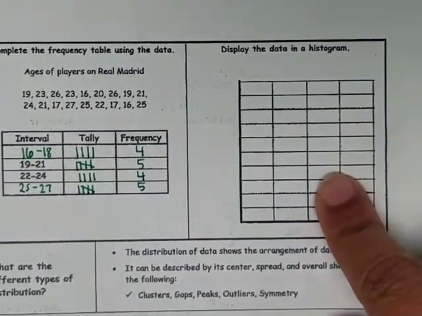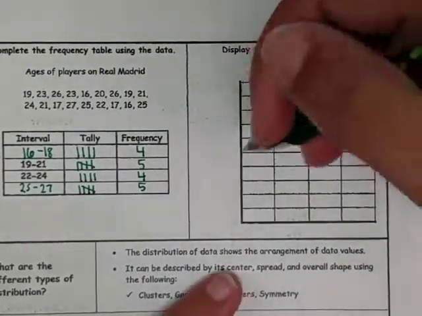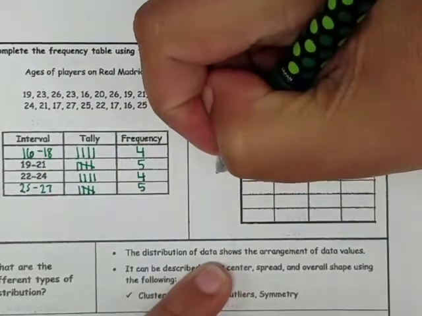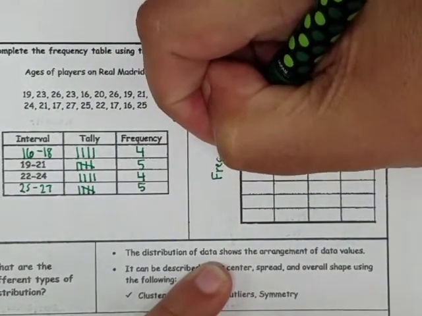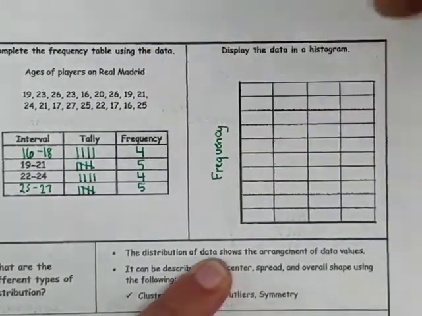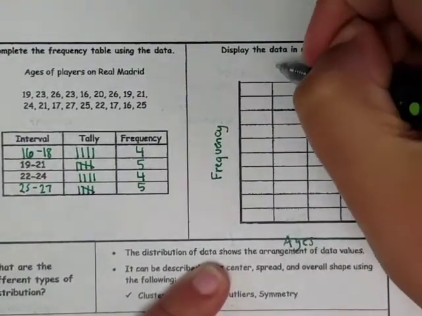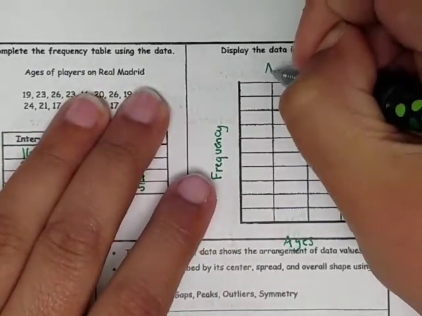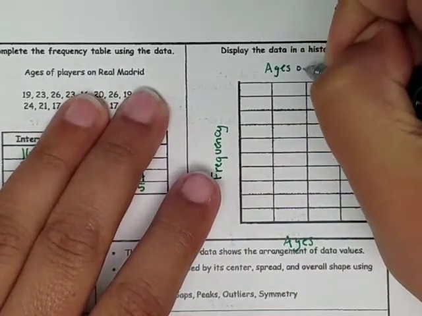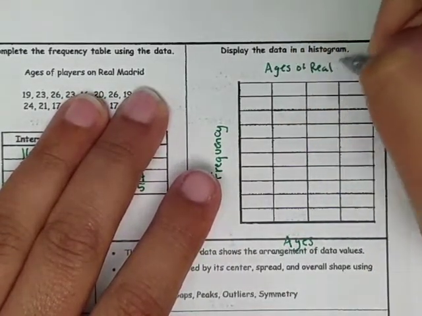Now we're going to go over here and we're going to actually graph it. So let's go ahead and label our axes. So this is our frequency. So this is how often it occurs. Down here would be our ages. And this would be ages of Real Madrid soccer team.